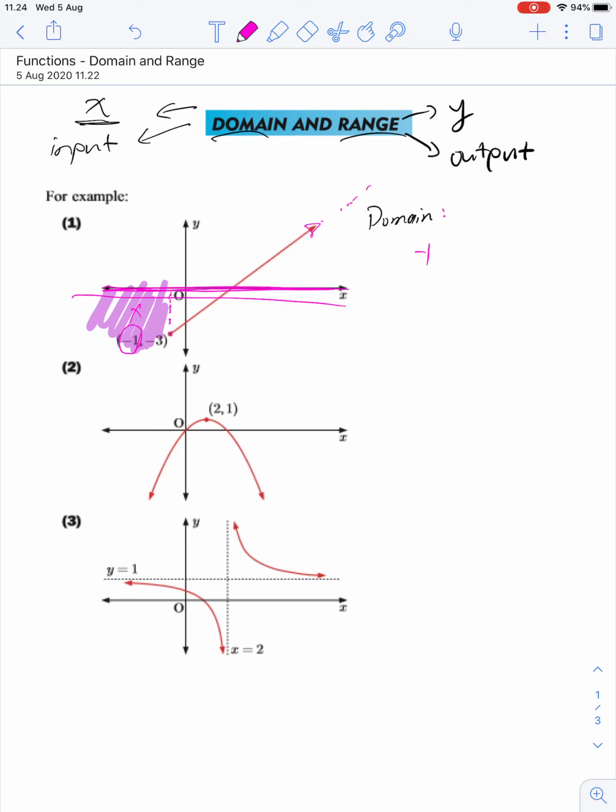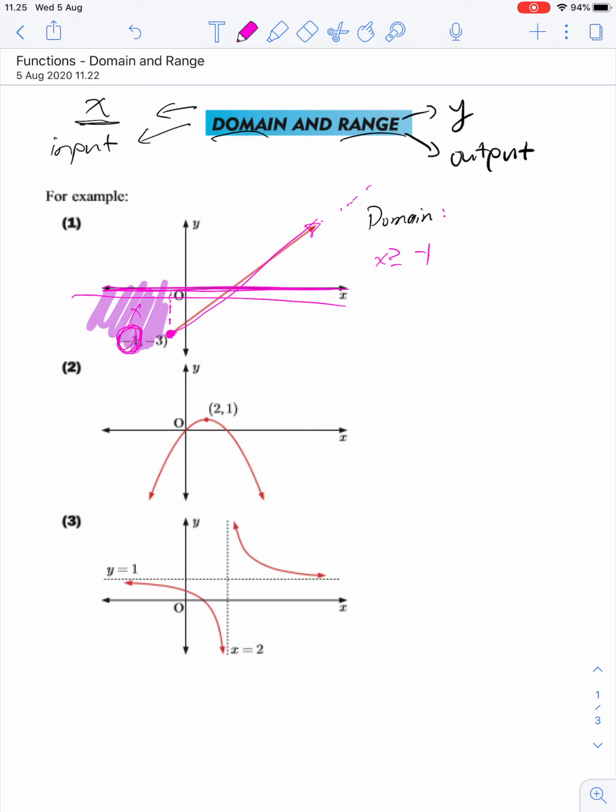So how do I write that mathematically? Well, you can write it like this: x is greater than or equal to -1. The reason you say it's greater than or equal to is because this dot is closed, it's filled in, it's solid. It's greater than -1, that means it's going to the right, and -1 because that's where it starts.